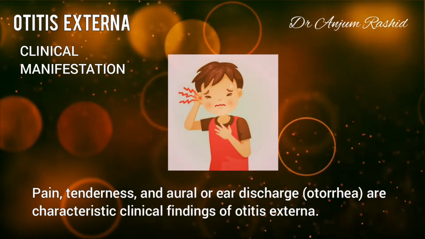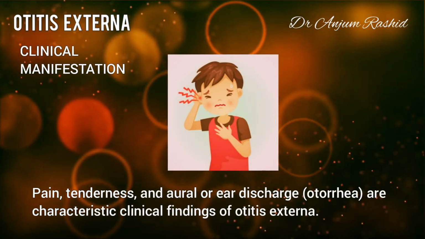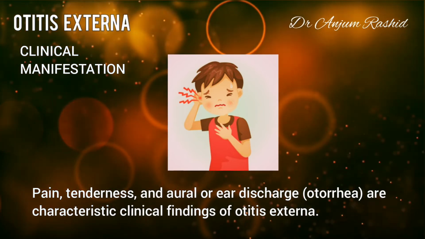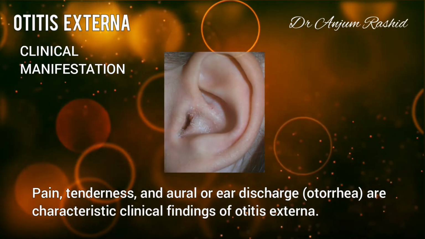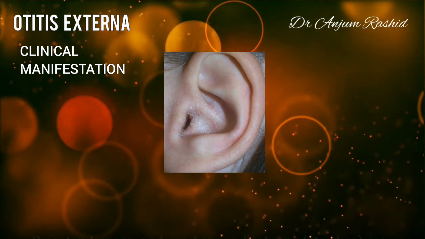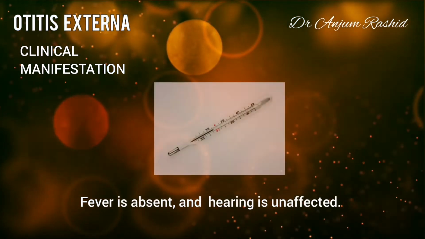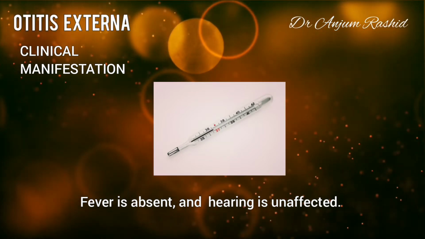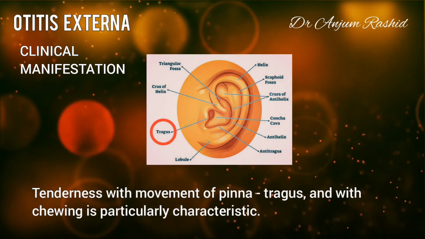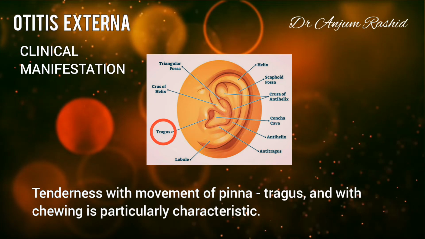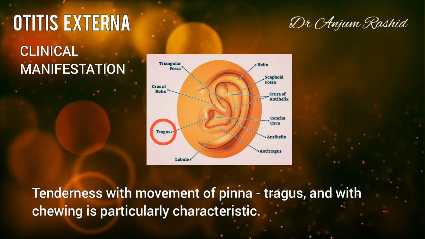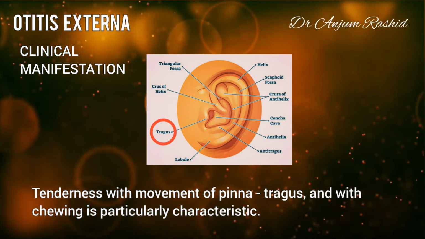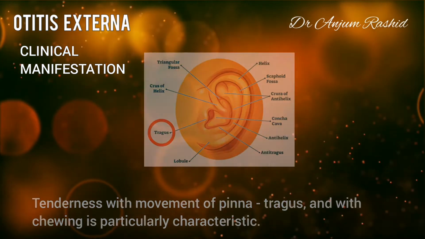Now the clinical manifestations. The characteristic findings of otitis externa are pain, tenderness, and otorrhea. Otorrhea means ear discharge. Now fever is notably absent and hearing is unaffected. Now tenderness with movement of the pinna, especially the tragus, and with chewing is particularly characteristic, and these symptoms are notably absent in otitis media.